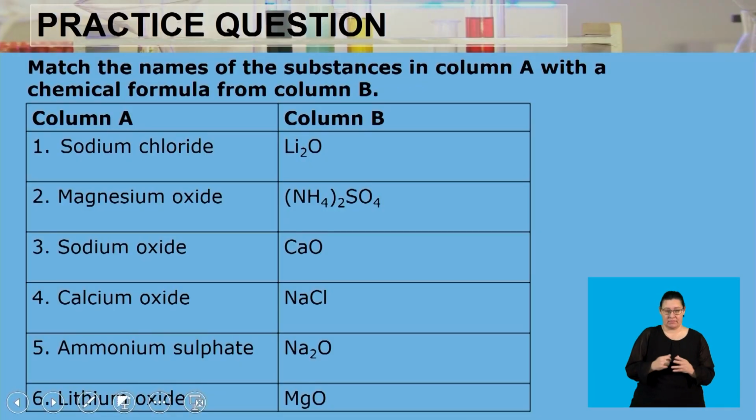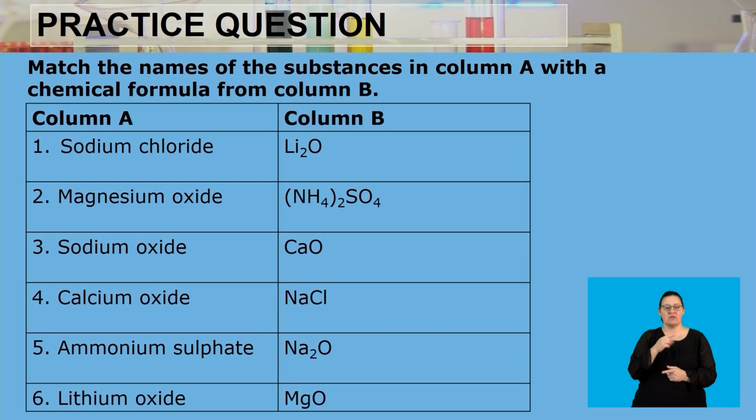Right, so the first question that we have says that we need to match the names of the substances in column A with the chemical formula from column B. So we have number 1 all the way to number 6: sodium chloride, magnesium oxide, sodium oxide, calcium oxide, ammonium sulfate, and lithium oxide. So we need to know which of these names match with which chemical formula.